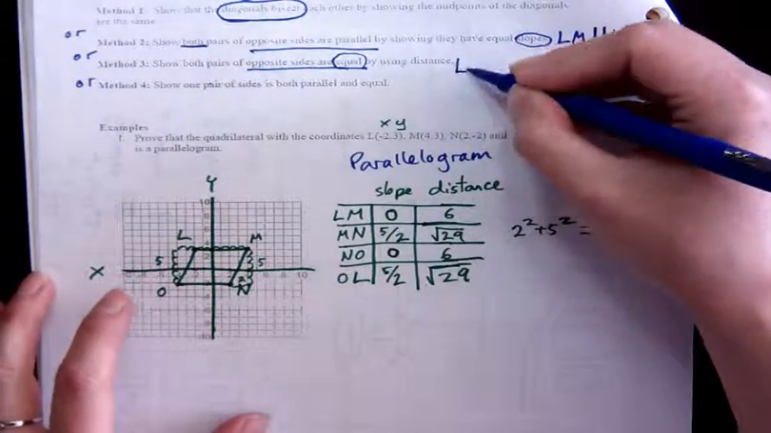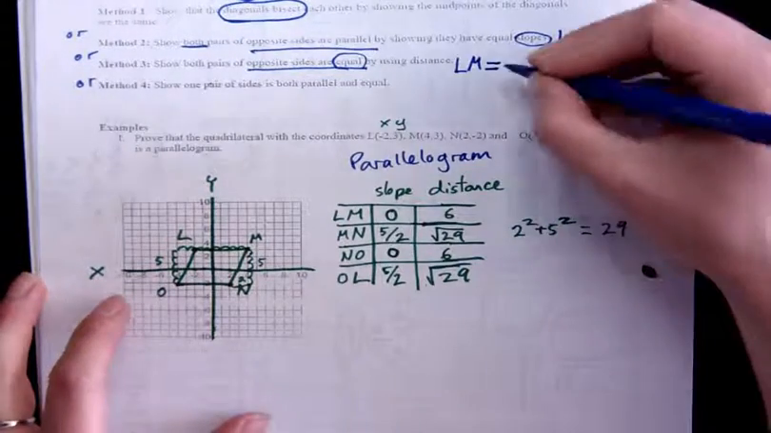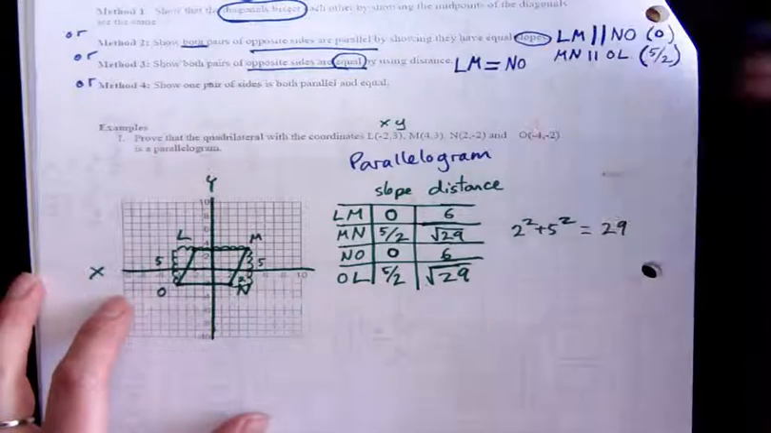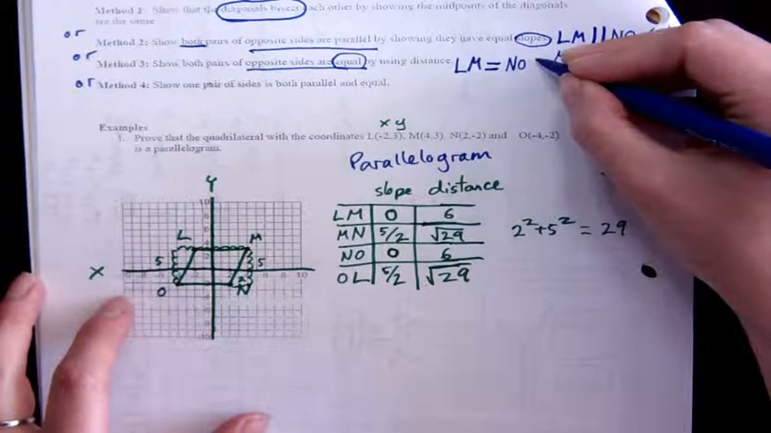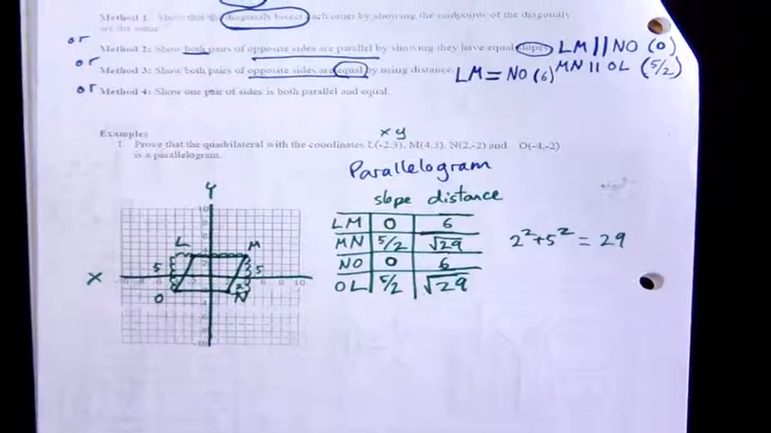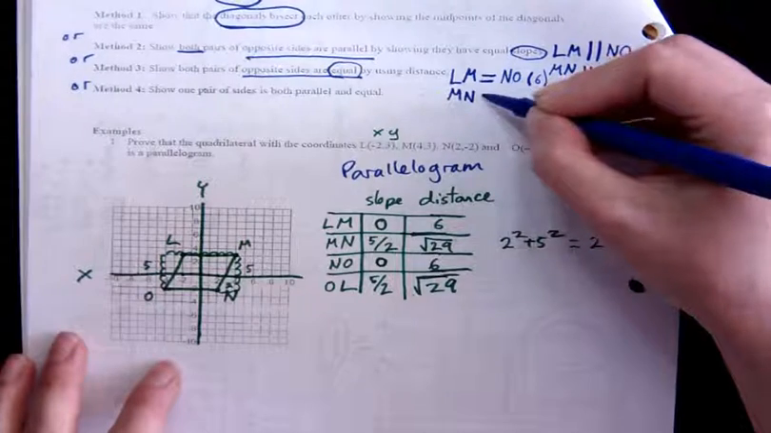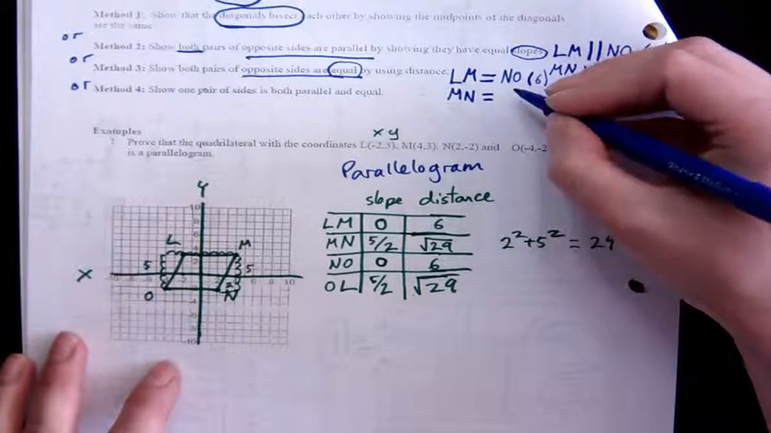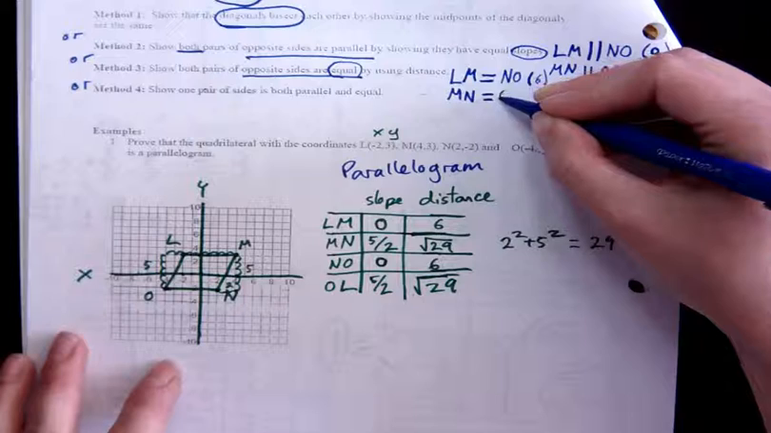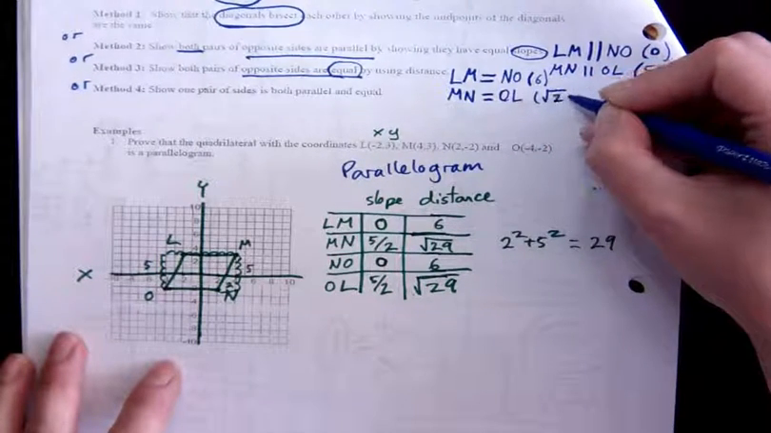And so when we're talking about how far apart they are, we use the equal sign. So LM is congruent, or is equal, to which side? NO. What's that distance? 6. Nice and easy, right? And then my other 2 sides, MN is equal to which one? OL, they're both square root 29.